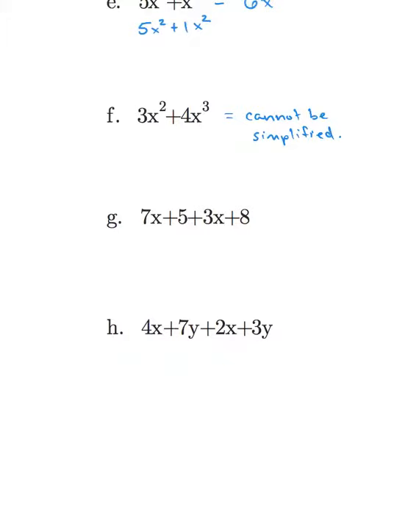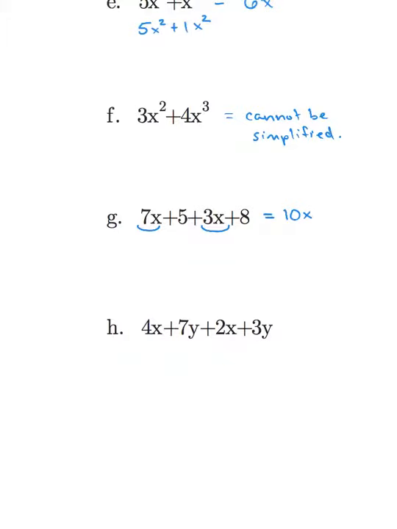Now let's get into some other problems where we have more than two terms. If we look at example G, the first thing we want to do is identify like terms. Here we have 7x and 3x are like terms. They both are x terms. So we can combine them, and we get 7 plus 3 is 10. Keep the x.